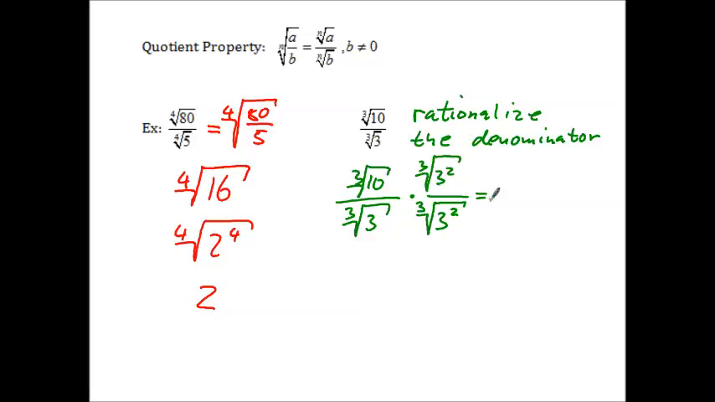Okay, then in the numerator we get the cube root of 10 times 3 squared, which is 9, so 10 times 9 is 90. In our denominator we get the cube root of 3 cubed, and as we said and as we wanted, that will cancel each other out, and we end up with the cube root of 90 over 3.